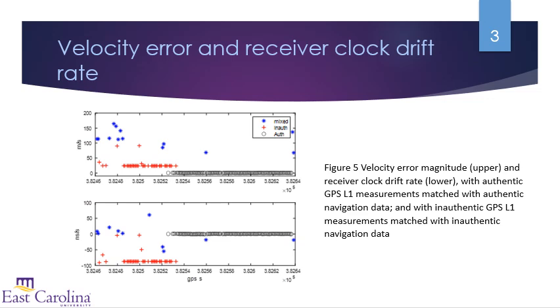This slide shows the velocity error magnitude and receiver clock drift rate, in which authentic GPS L1 measurements were matched with authentic navigation data, and inauthentic GPS L1 measurements were matched with inauthentic navigation data. The main focus of this paper is to discuss how inauthentic measurements could be identified when they are combined with live or simulated navigation data.